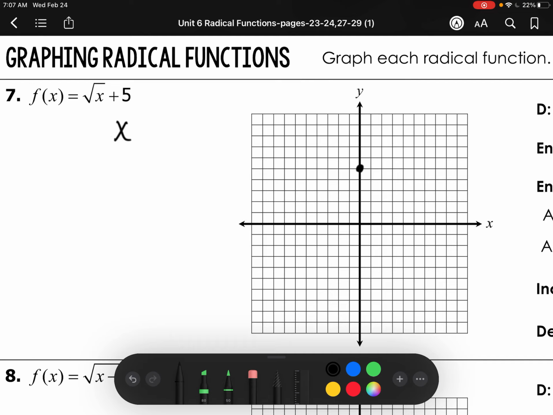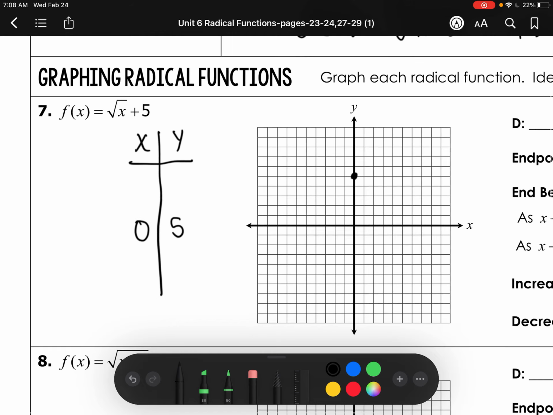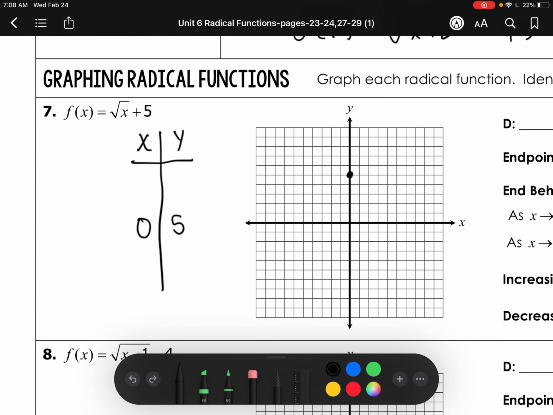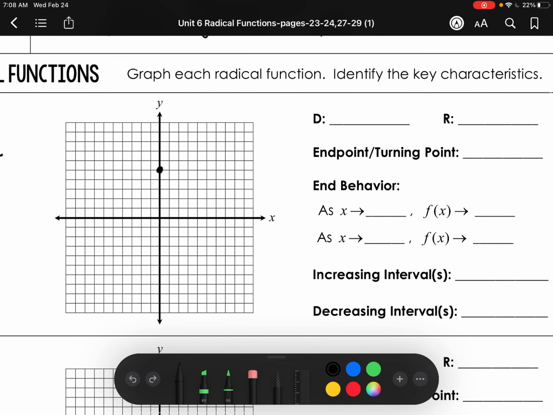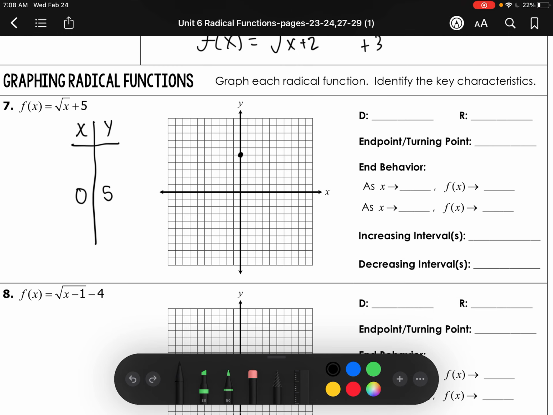And then we could do our XY table. So when x is 0, our output is 5, right? And this is also our turning point, or our endpoint in this case, right? So we already know what our endpoint is. Our endpoint is 0, 5, right? This is where the graph ends, since this is a square root function, and we can't have negative x values.